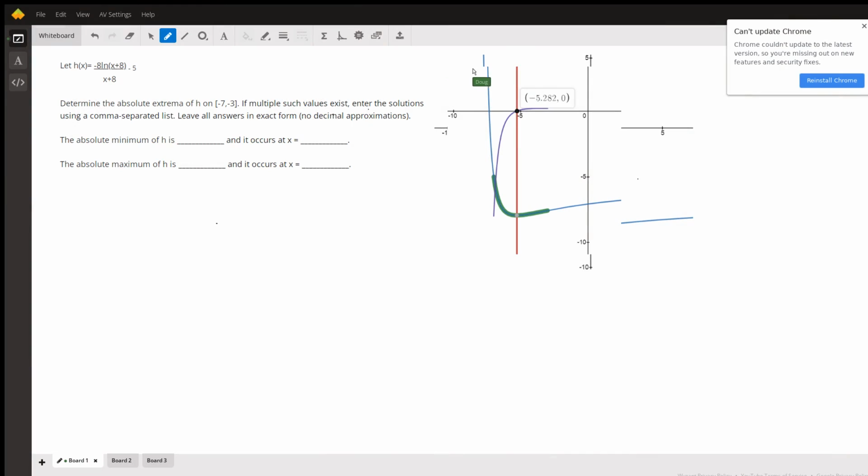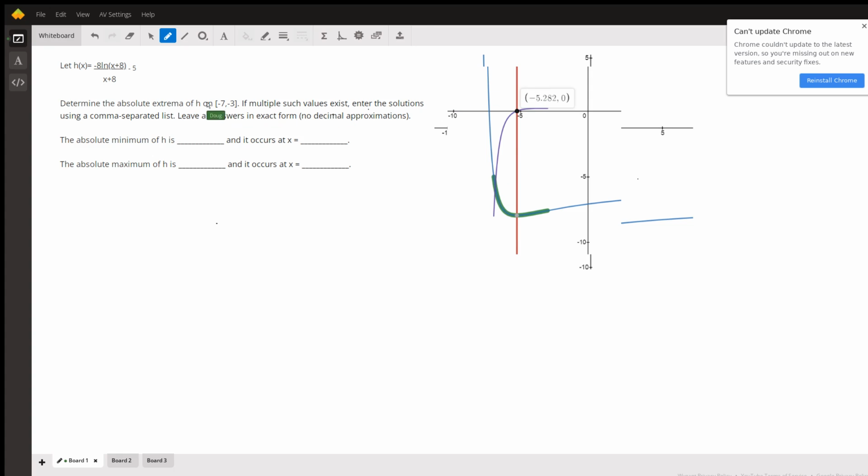Okay, over here to the right, we have the graph of this function. Here it's restricted to the closed interval from -7 to -3. That's the green portion. And we're supposed to find the absolute minimum and absolute maximum on that closed interval. It looks like the absolute minimum is probably down in here somewhere. The absolute maximum is probably at this point where x equals -7.